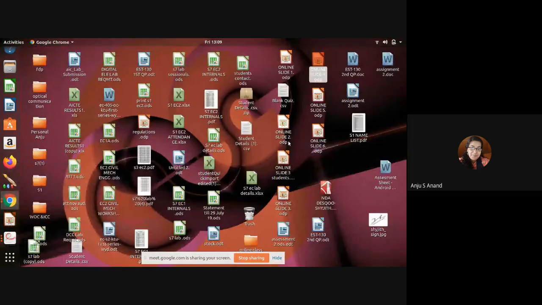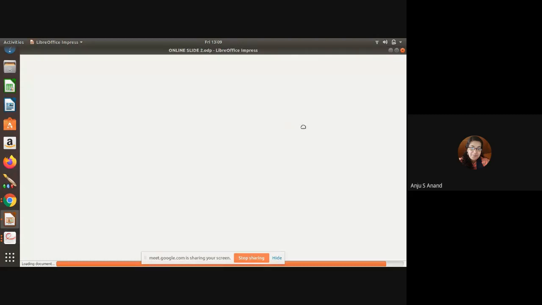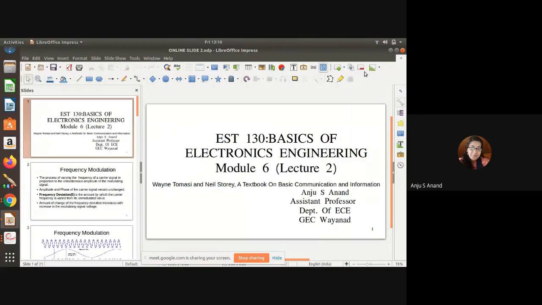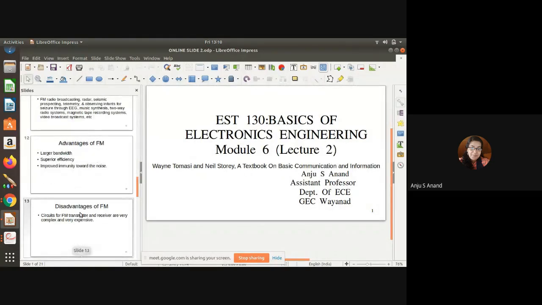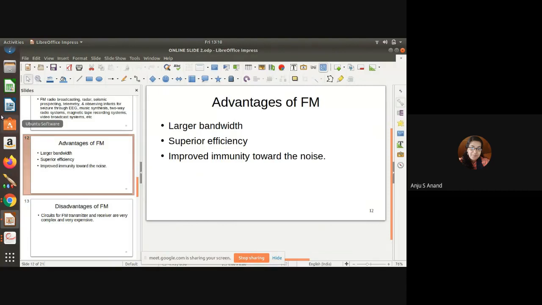AM is an amplitude modulation process. In the AM process, the amplitude of the carrier wave is changing in accordance with the amplitude of the message signal. So the change occurs in the amplitude level. Whenever we are transmitting, noise may affect this amplitude level and cause signal distortion. That was one of the basic disadvantages of an AM system.